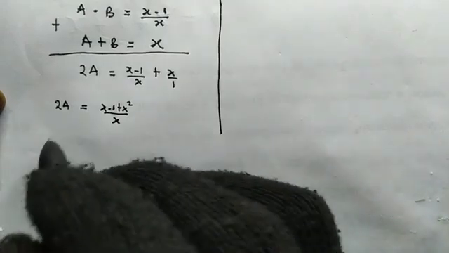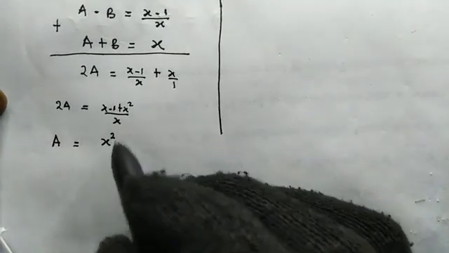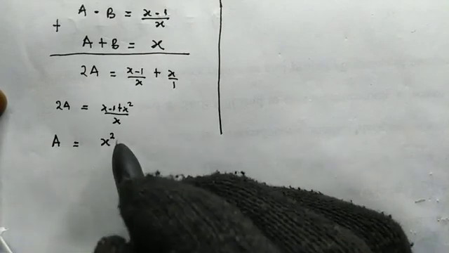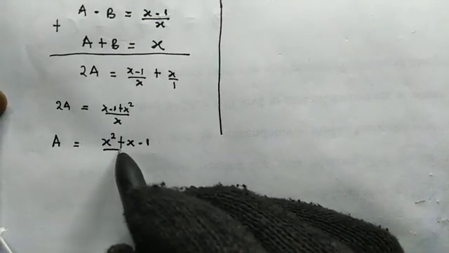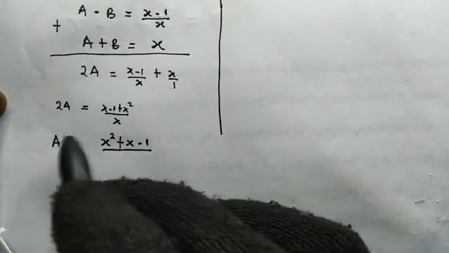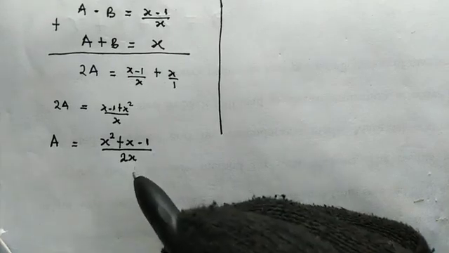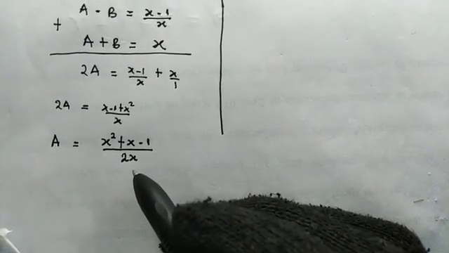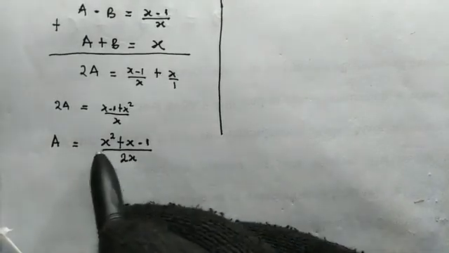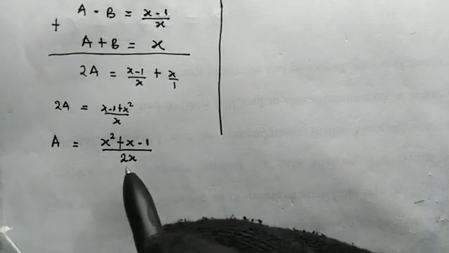So from here we get a is equal to x squared. Let's write that the numerator here plus x minus 1, then all over, you are dividing by 2, so we're going to have over 2x, right? Okay. Now from here we have a is equal to x squared plus x minus 1 over 2x.